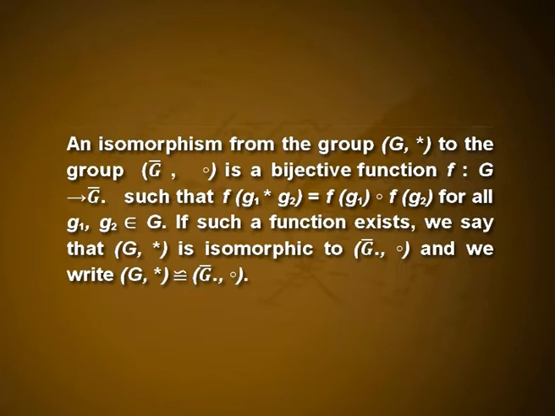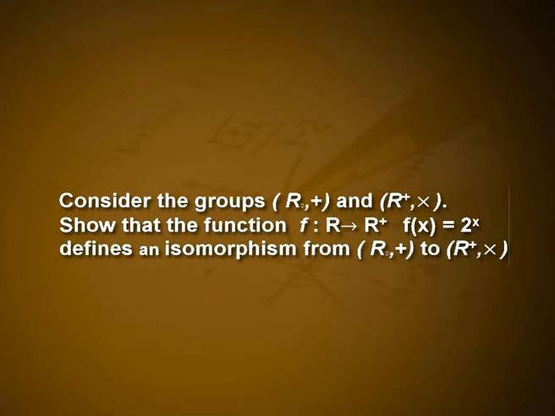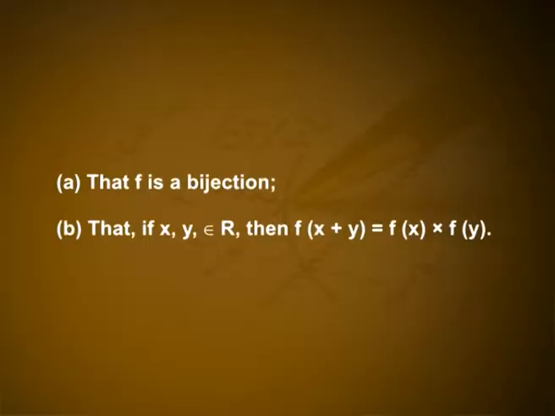Example: consider the groups R with binary operation plus and R⁺ with binary operation multiplication. Show that the function f from R to R⁺ defined by f(x) = 2^x defines an isomorphism from (R,+) to (R⁺,·). We have to show two things: that f is a bijection, and that if x, y belong to R, then f(x + y) = f(x) · f(y).